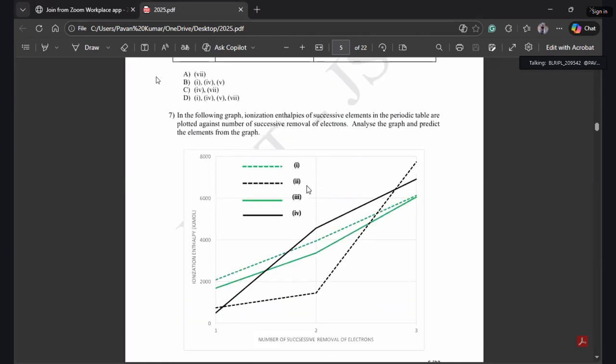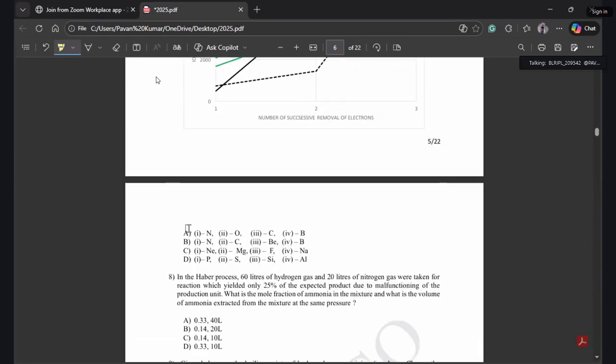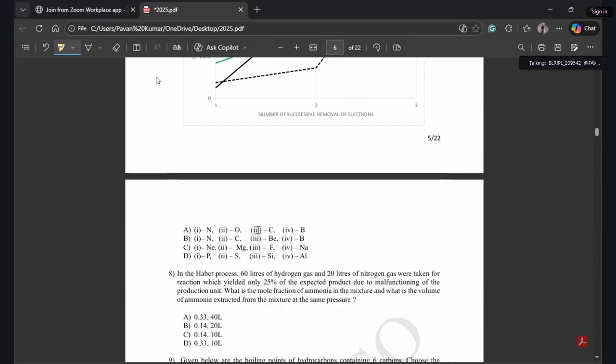See, there is a question in 2025. They ask one question here, that is, in the following graph, ionization enthalpies of successive elements in the periodic table are plotted against the successive removal of electrons. Analyze the graph and predict the elements from the graph. Okay. So for that, they given some options A, B, C, D.